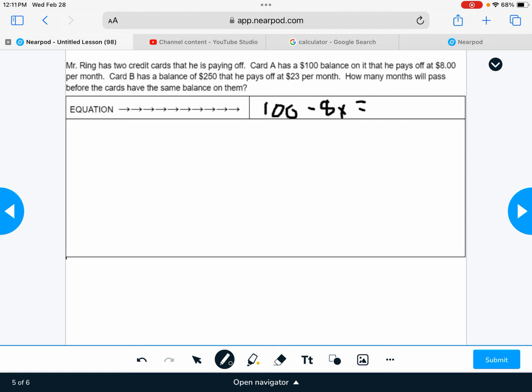But what about the other side? It starts at $250 and we're subtracting $23 per month. Once again, that x goes there because however many months pass means another $23 for each of those months is going to be paid off. We can now solve this for x on both sides.